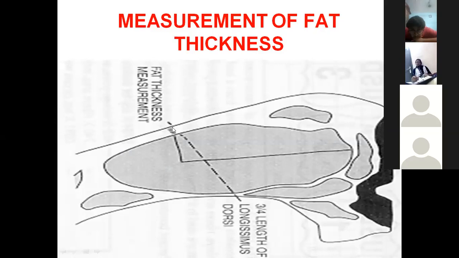You can use the scale and measure the fat thickness, or you can use the vernier caliper. Whatever you are having, you can measure it. So this is 3/4 of the length of the longissimus dorsi muscle. Perpendicular to that, we will be examining the back fat thickness. Back fat thickness will be measured here.